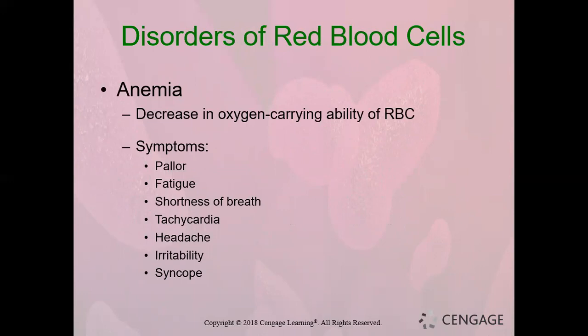Disorders of the red blood cells, there are a few. You have anemia, which would decrease the oxygen carrying ability of your red blood cells. Symptoms of anemia would be pallor, which is just a whiteness to your skin. Your skin won't have that nice color. Fatigue, shortness of breath. Tachycardia is just going to be a rapid heartbeat. Headache, irritability, syncope, might be fainting.